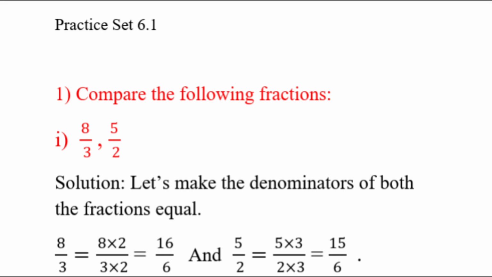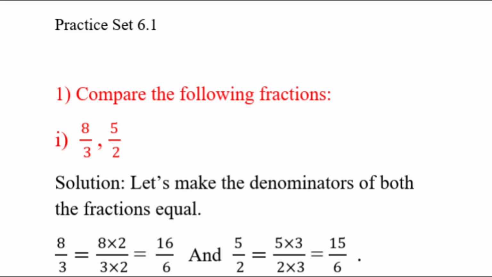For comparing them, we have to make their denominators common or the same. In the first fraction the denominator is 3 and in the second fraction the denominator is 2. To make them the same, we multiply 3 by 2 and 2 by 3. In fraction 8 by 3, as the denominator 3 is multiplied by 2, as per the rule the numerator should also be multiplied by 2. So we have 8 2s are 16 and 3 2s are 6.